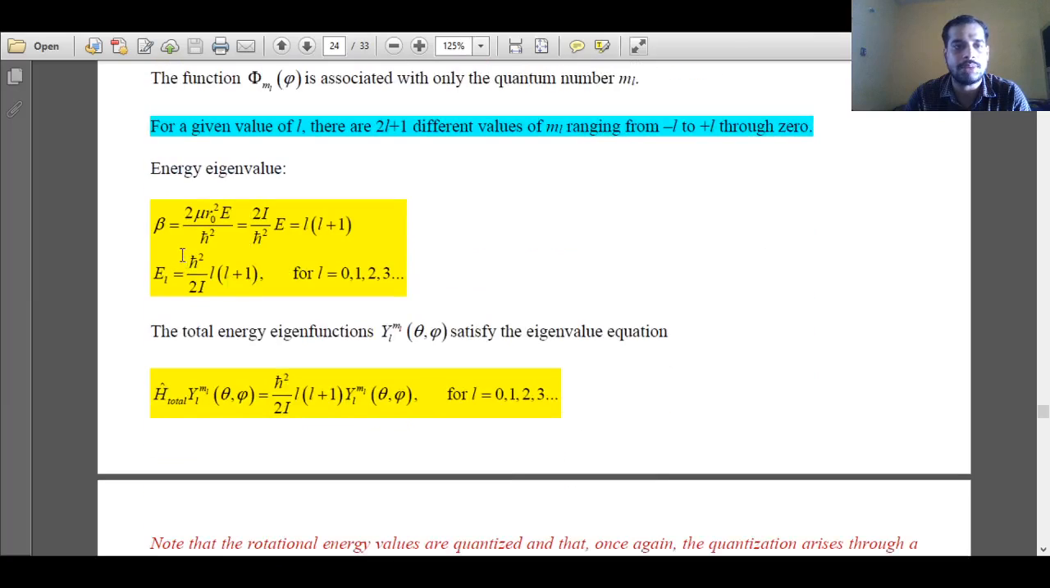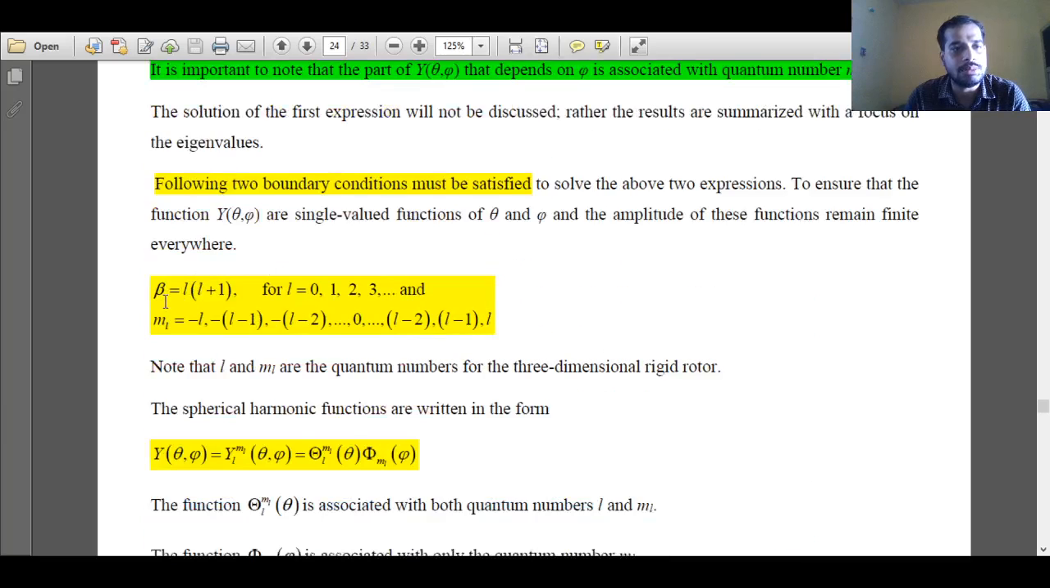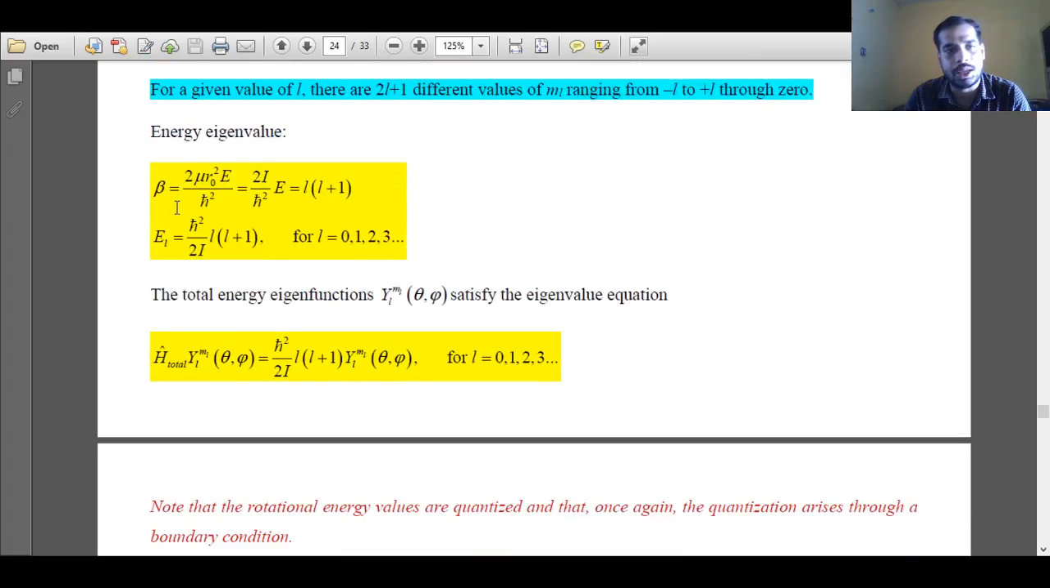Now what are the energy eigenvalues possible? Now we have defined beta is equal to 2 mu r0 square E over h bar square. Now mu r0 square is nothing but the moment of inertia, and I will substitute that as I. So 2I E over h bar square. Now from the boundary conditions we have obtained beta is equal to L into L plus 1. So when I substitute the beta value and rearrange, I get my energy value, which is dependent upon L, and that goes like h bar square over 2I L into L plus 1.